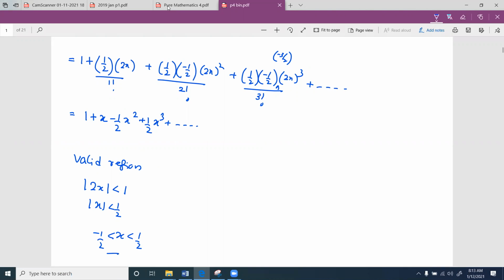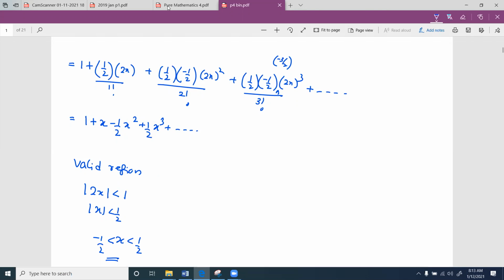Then what we need to understand is the use of learning this valid region. That is a fact we have to understand.